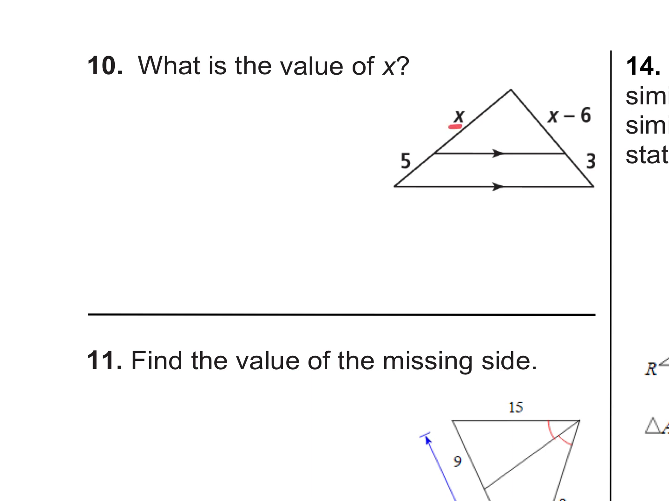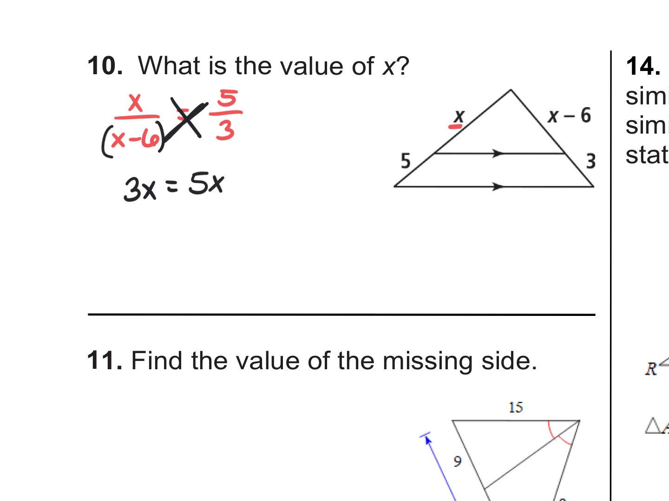If I start with x, what can I relate x to? X minus 6, or I heard 5, okay? Either one works. If I do x over x minus 6, what does the other side have to be? 5 over 3. So if I cross multiply, we get 3x. What do I have to do on this one? I have to end up distributing here.